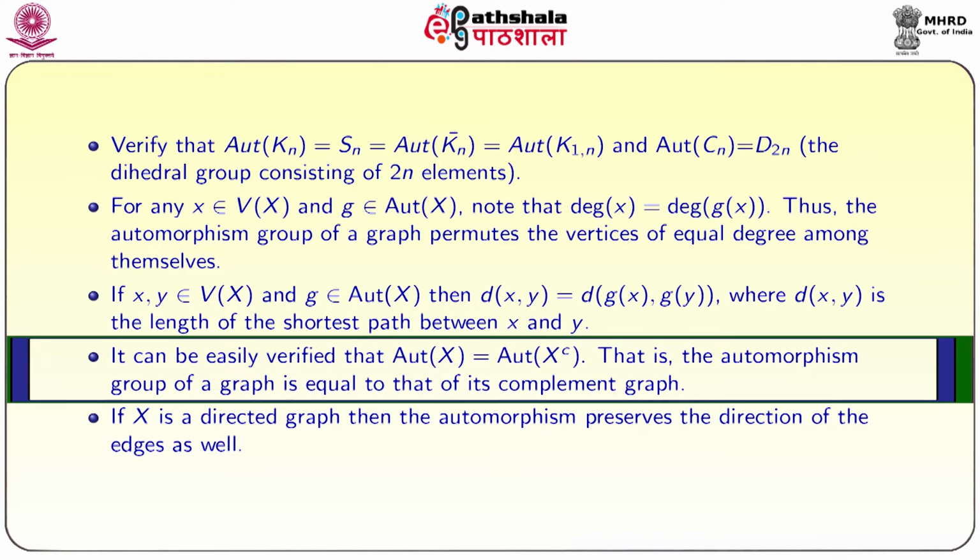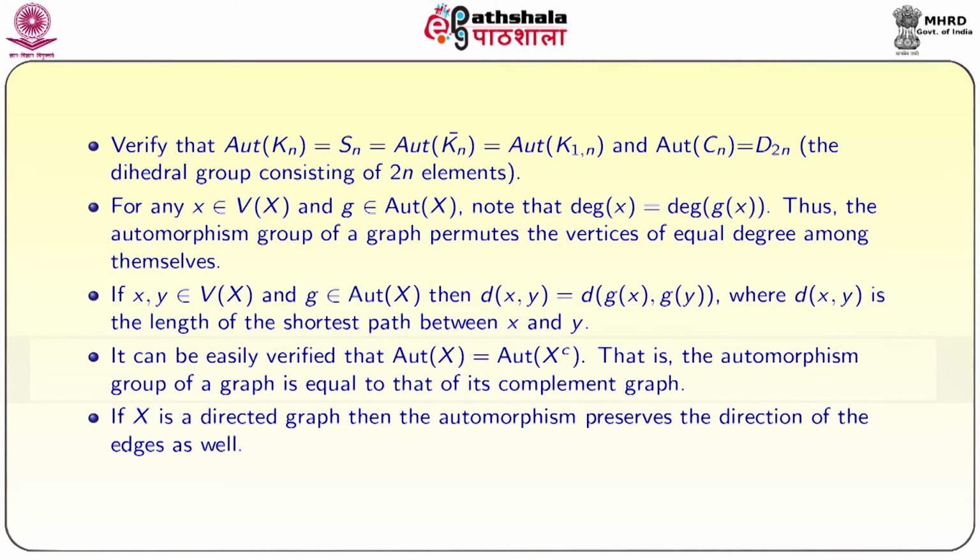It can be easily verified that the automorphism group of x is equal to the automorphism group of its complement. That is, the automorphism group of a graph is equal to that of its complement graph. It is also easy to verify. This is a nice property: though the graphs x and x complement are not isomorphic, their automorphism groups are isomorphic always.